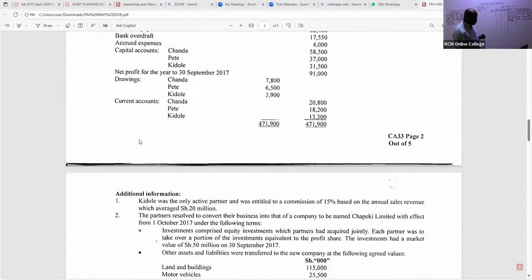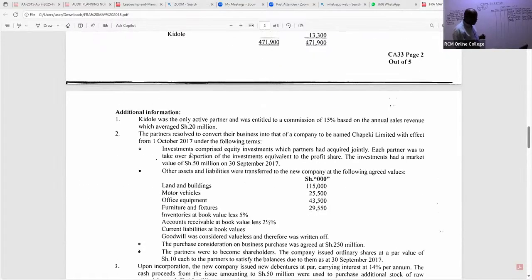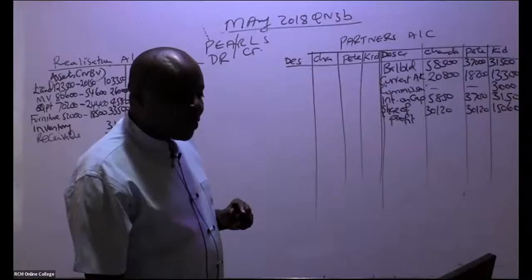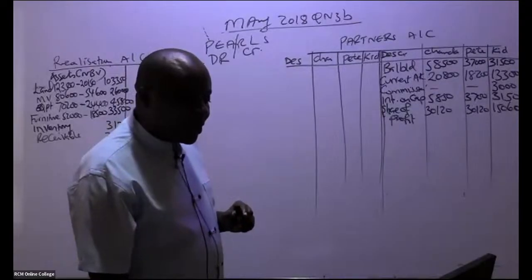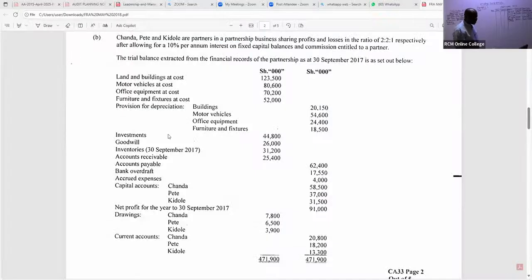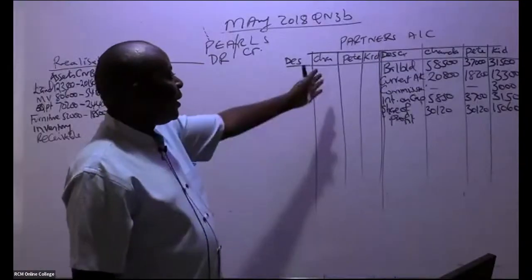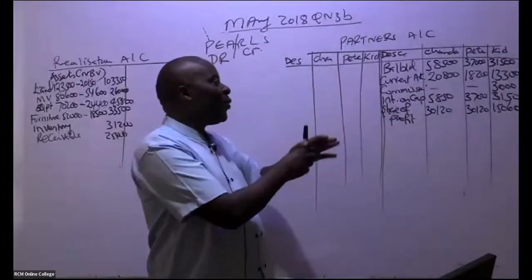These weren't taken over by the new company. The investments, what have they told us? Investments comprised equity investments which partners had acquired jointly. Each partner was to take over a portion of the investments equivalent to the profit share. So it means that these investments you are seeing here, please listen, were not taken over by the new company. These investments were taken over by these 3 ninjas. So assets taken over by the 3 ninjas, we shall give them their assets.